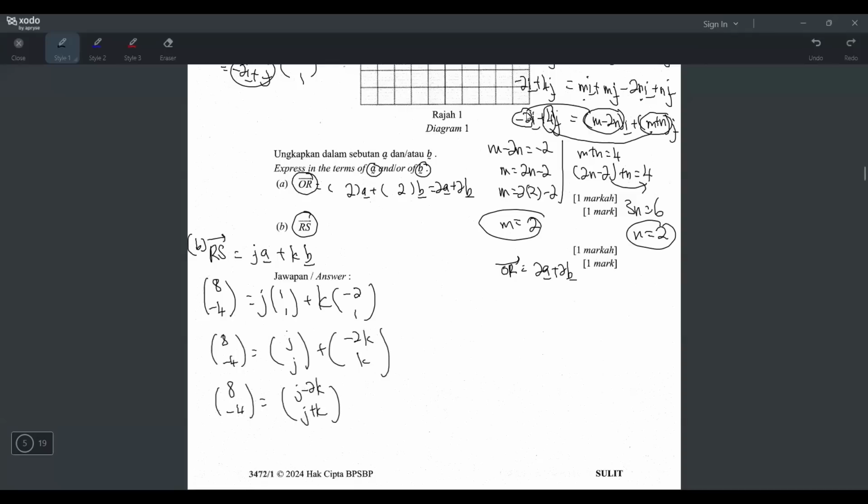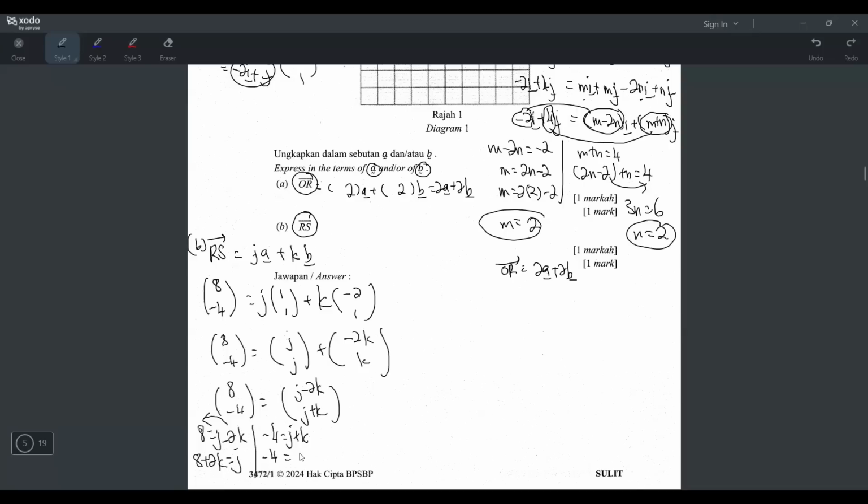And now it's time to compare. When you compare, you will compare i with i, j with j. But this one I write in bracket form, so you just compare top with top, bottom with bottom. So 8 equals J minus 2K, and then the other one is negative 4 equals J plus K. And now you can do simultaneous. So what I'll do is I'll find J, right? So I make J single, just move like this, it becomes 8 plus 2K, and then substitute this whole thing here. Because that's how you do simultaneous.